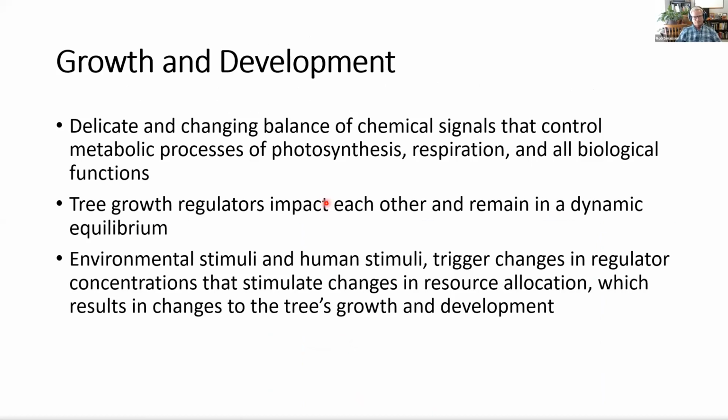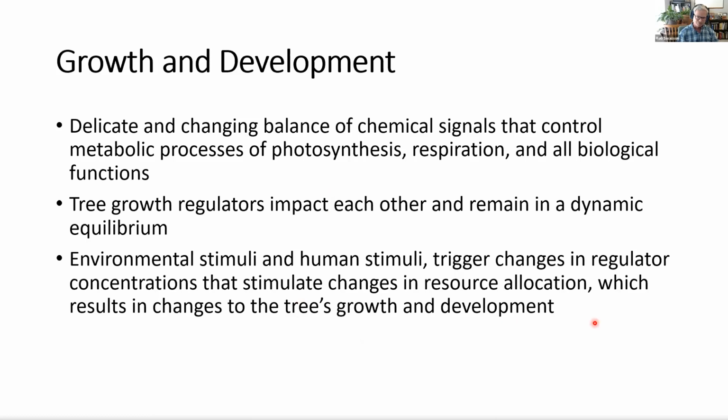Delicate and changing balances, chemical signals that control metabolic processes of photosynthesis, respiration, and biological function. Tree growth regulators impact each other and remain in this sort of dynamic equilibrium. Dynamic meaning that it moves based on stimuli. Environmental stimuli and human stimuli trigger changes in regulator concentrations. Again, if you prune off all the canopy, you're pruning off all the auxins. If you're cutting all the roots, you're cutting off all the cytokinin production. And so it does not stay in balance.